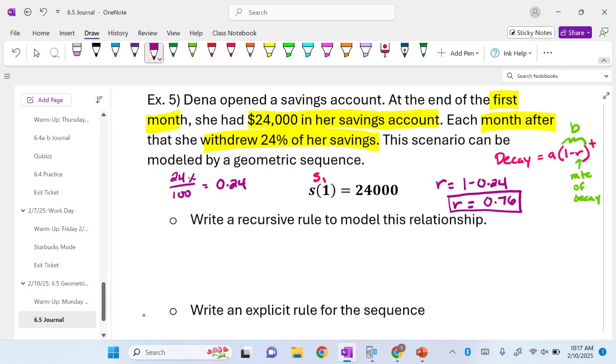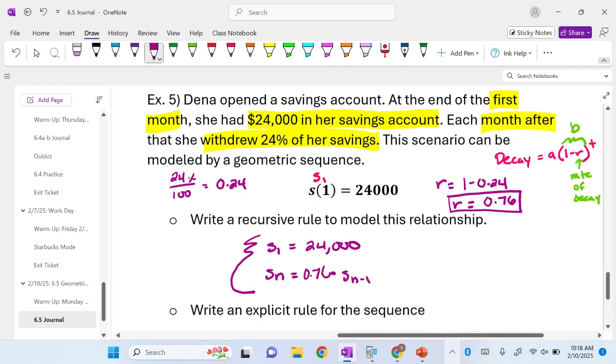So if we're going to write a recursive rule, remember, you need your S of 1 and your R value. We already have both. So what's my S of 1 value? 24,000. Now, we still have times S of n minus 1. But then what's my common ratio that I'm multiplying to S of n minus 1? 0.76.